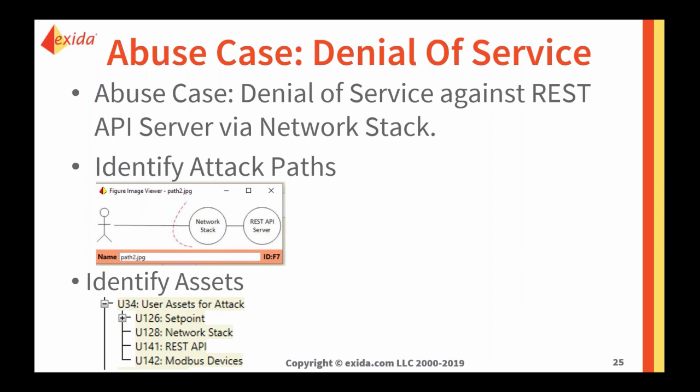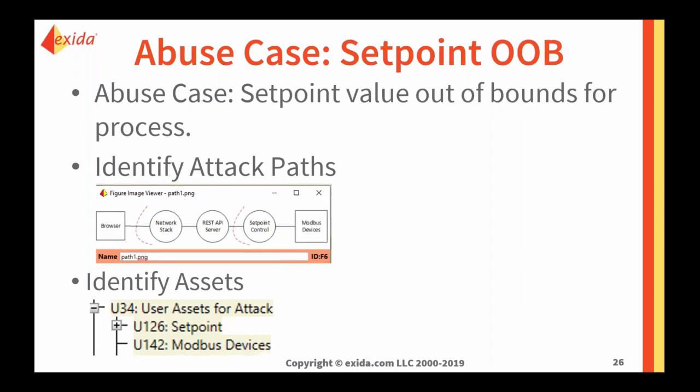If we go to another abuse case here, changing the set point out of bounds, again, we'll use a generic unit node. We'll create an attack path here. We want to set point value out of bounds for the process, again, from the browser through the network stack via the trust boundary, through the REST API server into another trust boundary and into Setpoint control. Again, here now we've discovered a Modbus device that we're interested in from the point of view of being an asset.